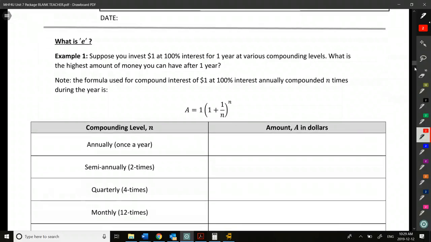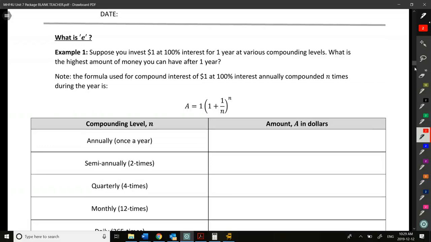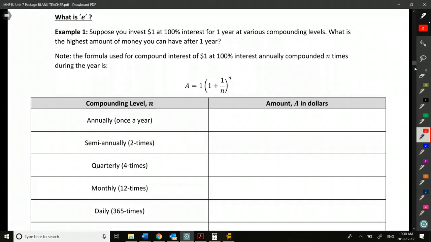Okay, good. So if I only compound once a year, I only get $1 on that 100% growth because I had my initial $1 and now I get another $1 and now I have $2. And I didn't earn any interest on previous interest because I only compounded it once at the end of the year, right? Okay, so here, n equals 1 if I compound once a year.